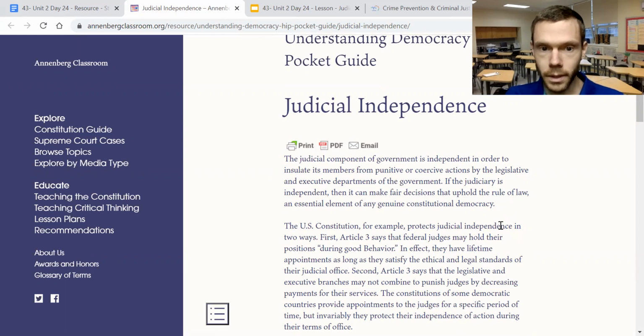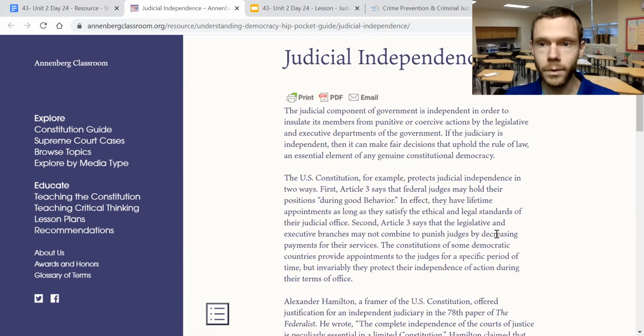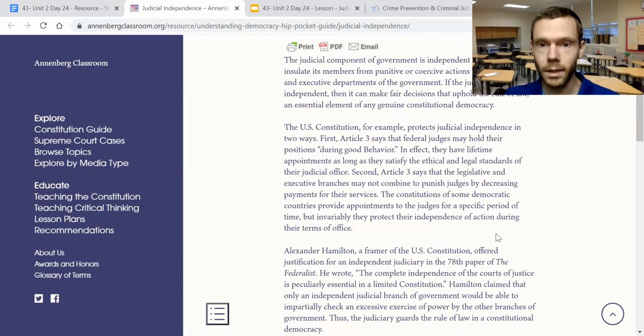If the judiciary is independent, then it can make fair decisions that uphold the rule of law, an essential element of any genuine constitutional democracy. So this tells us why it's important for the judicial branch to remain independent. The second paragraph talks about two ways that judicial independence is protected under the Constitution, looking at Article 3. If you want to take a moment and pause and read that, that would be great.